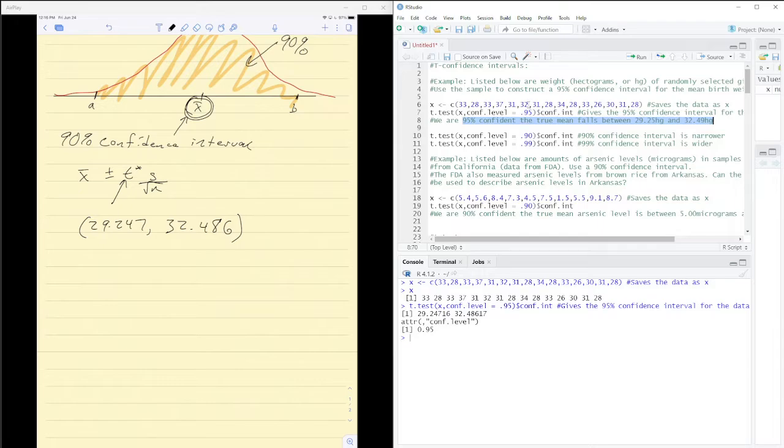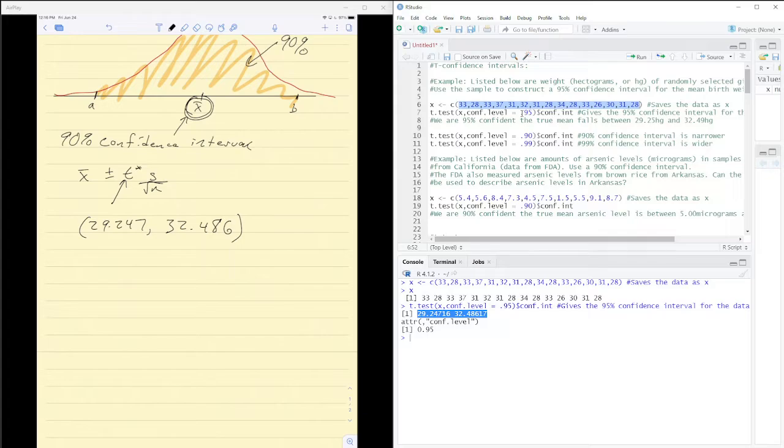Another way you can think of it is if we did repeated samples. If we took a sample of this size over and over and over again, a random sample, what this also says is that 95% of the time when we do those samples, our mean is going to fall in between these two values, is another way you can interpret it.